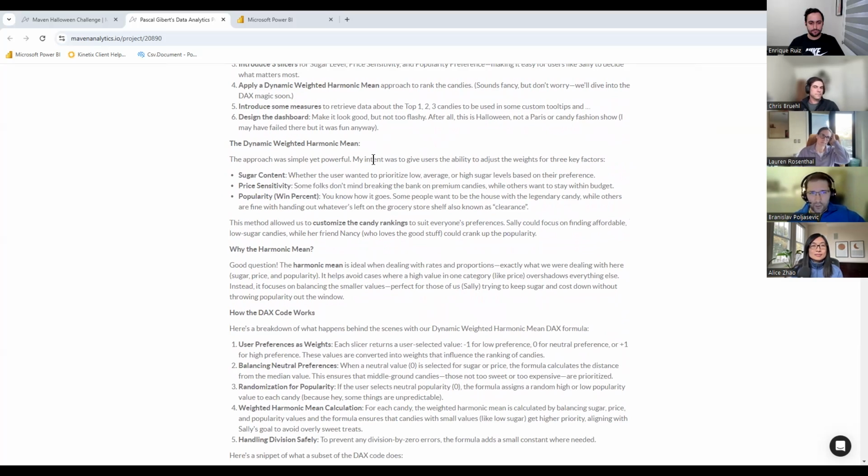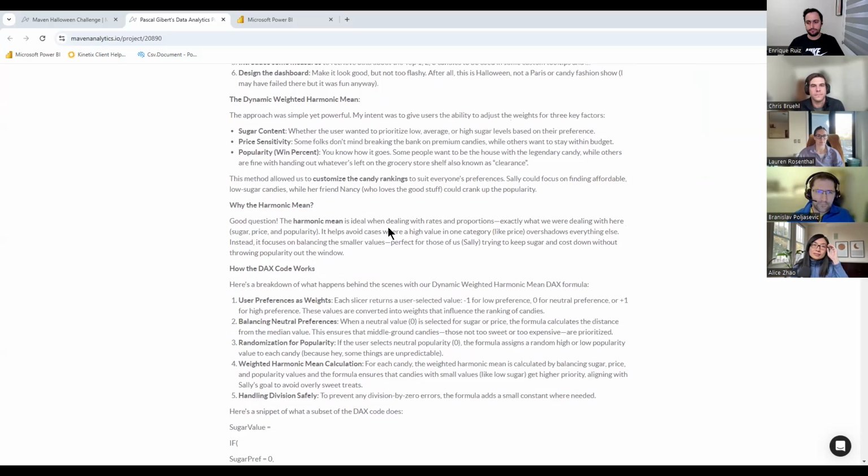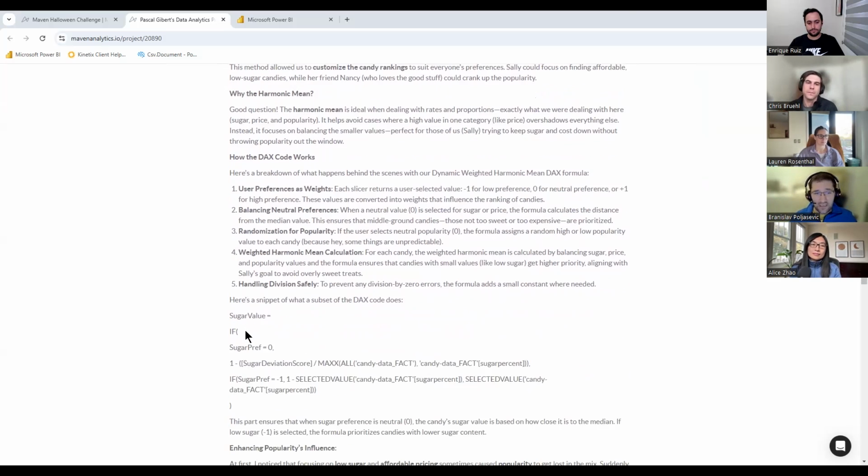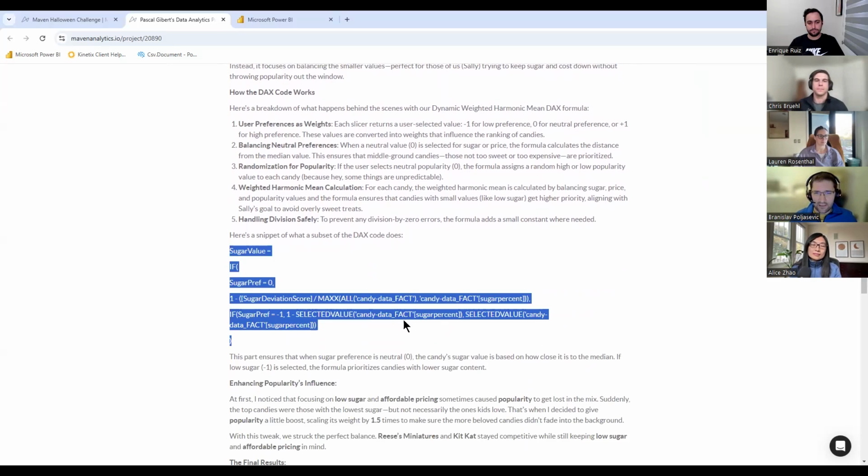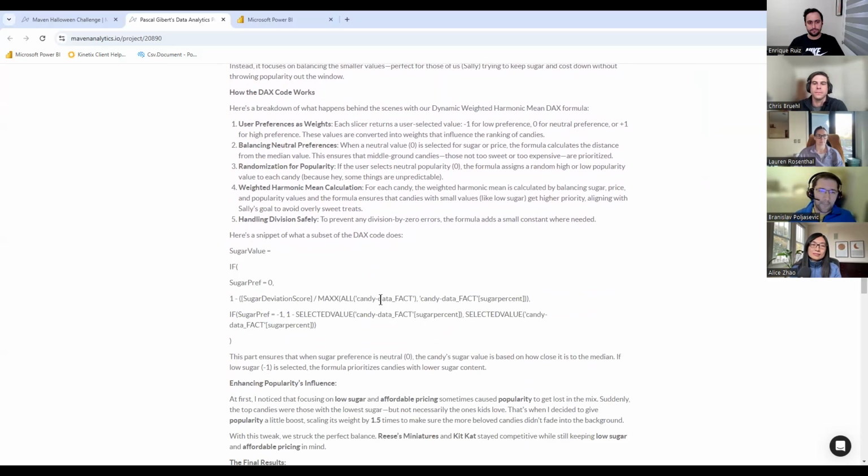We have sugar content, which is, again, percentage of sugar in a given weight of the candy. Price, again, clear. Popularity, which is defined here as a win percentage. So again, something that's very easily applicable. And the way he makes it dynamic is he is allowing users to assign weights to each of these categories. You can see he even shares some of the technical stuff here. There's some DAX code here.